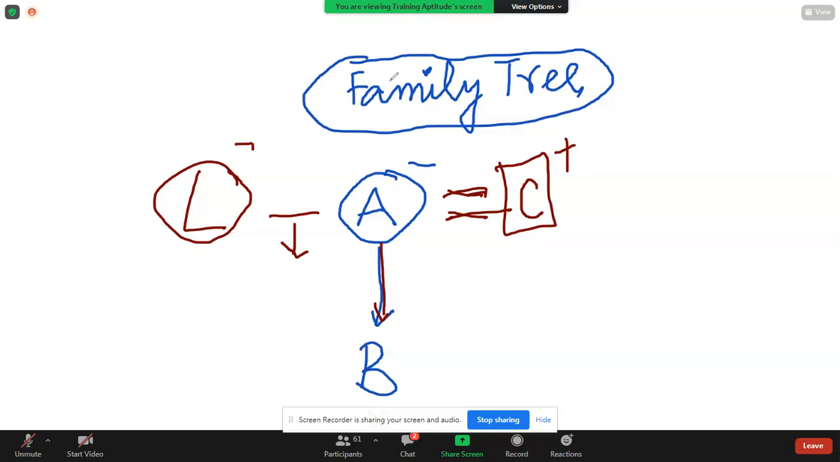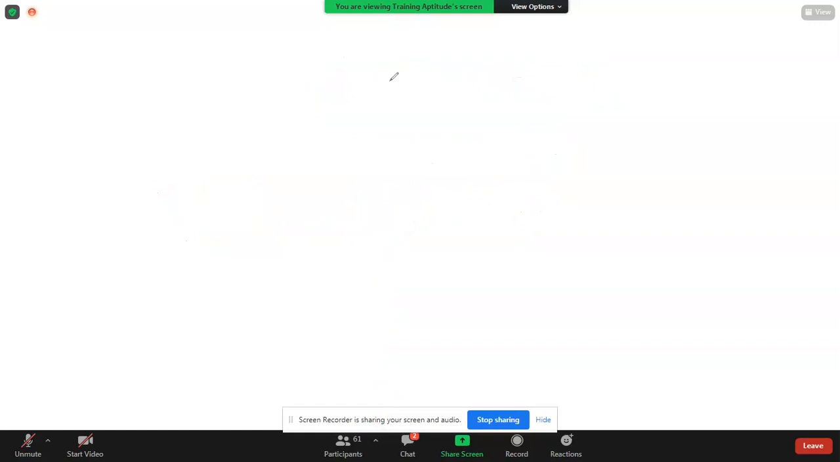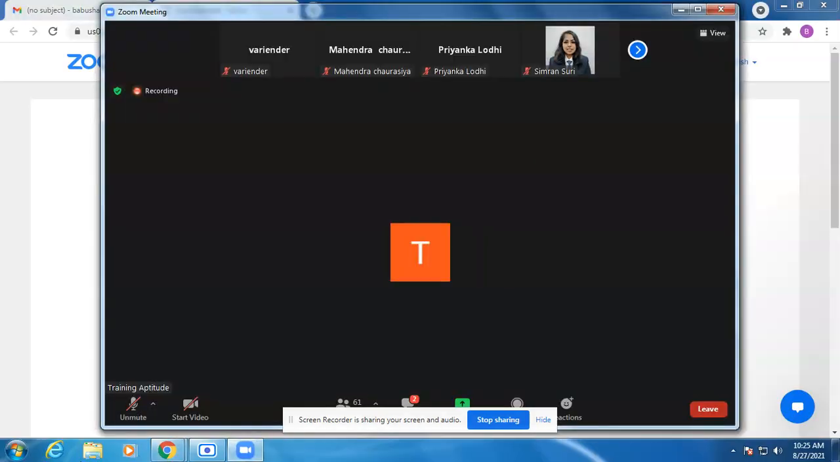Is this okay? Whatever family tree questions come, I'm repeating again: like directions, we have to prepare our diagram. Students, I'm again repeating, this particular chapter is again very simple. It's called family tree, blood relations, whatever you wish to call them. It is one and the same thing.